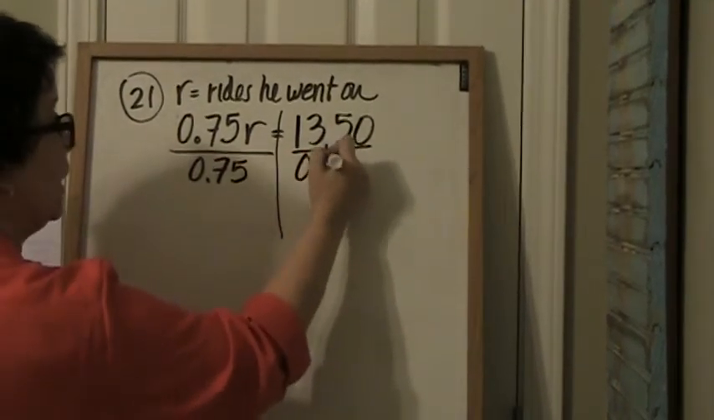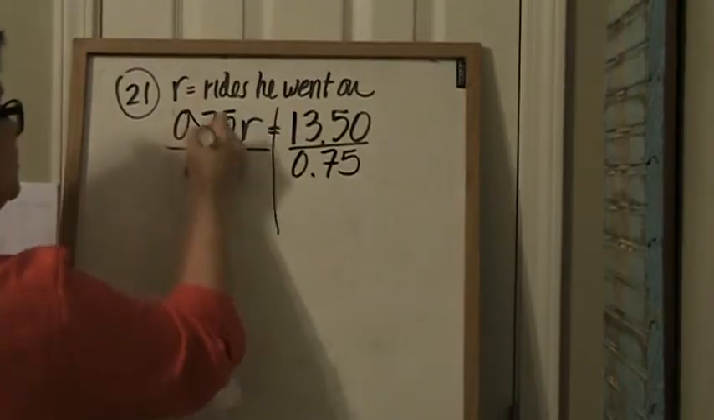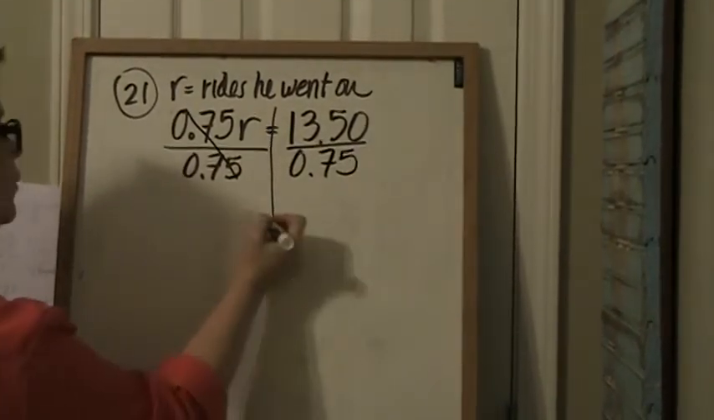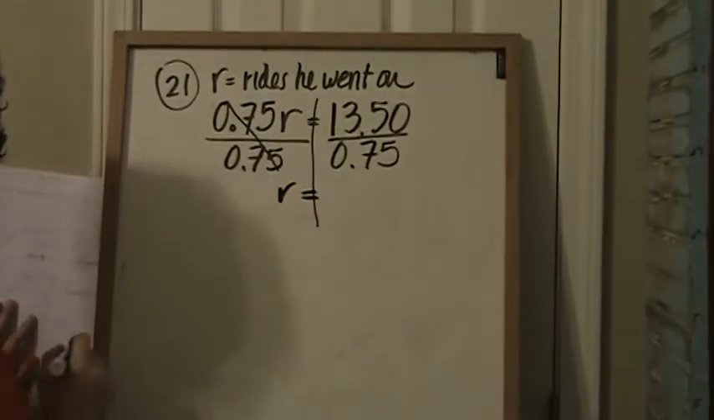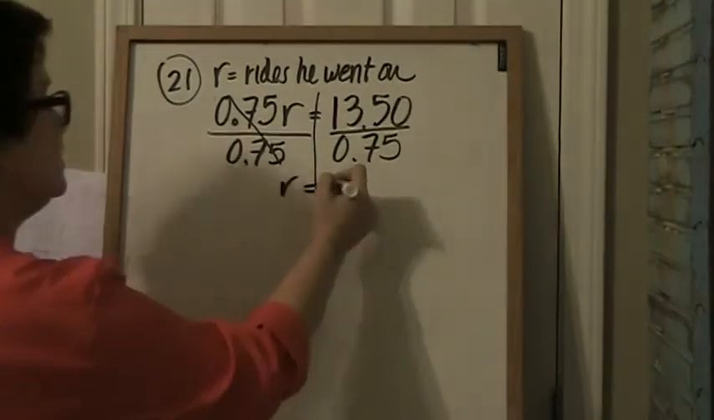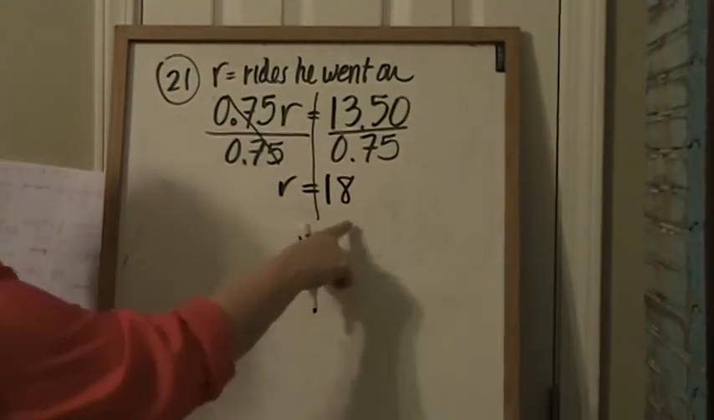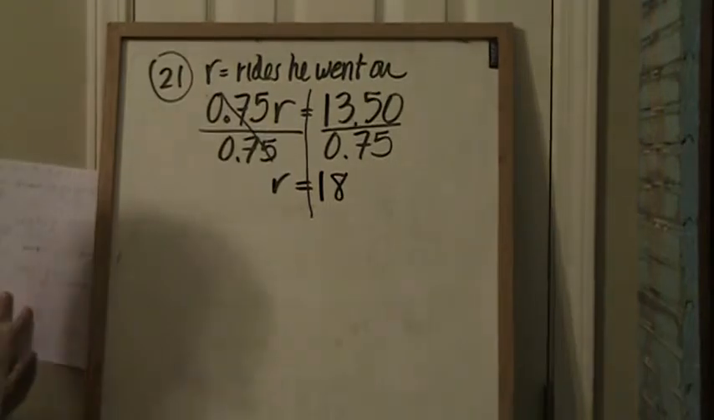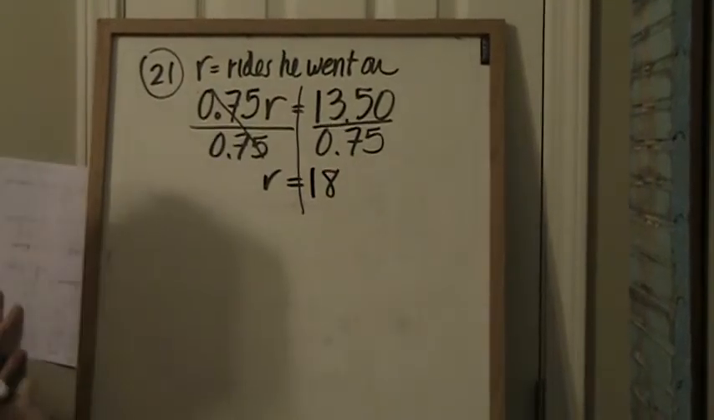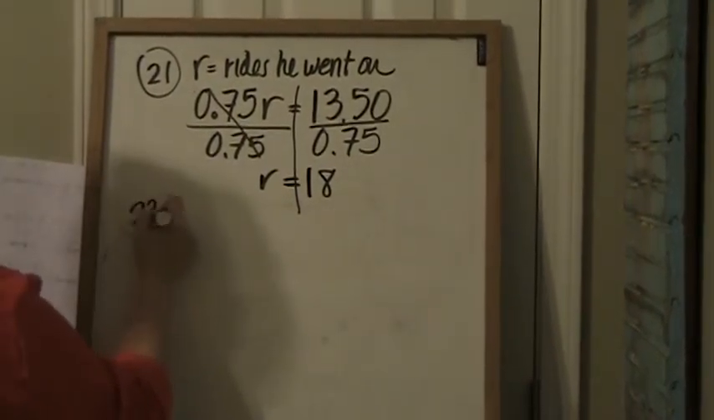And we're going to divide. Oh, we got some decimals to divide again, ladies and gentlemen. Be very careful about your decimal division. And your answer is 18. So Marvin rode 18 rides. Okay? All right, number 22.